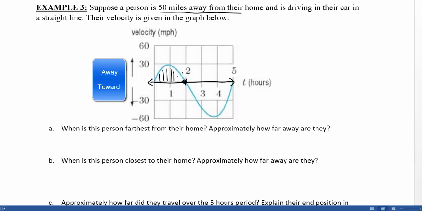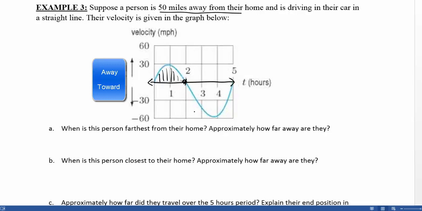So notice that my derivative, or my velocity here, changes from positive to negative. That tells me that my original function was increasing and then decreasing. So that means that I'm going to have some sort of maximum, either local or global. So that means that it's going to be when I was the farthest from home, because the original function is position. So my position hits its maximum.